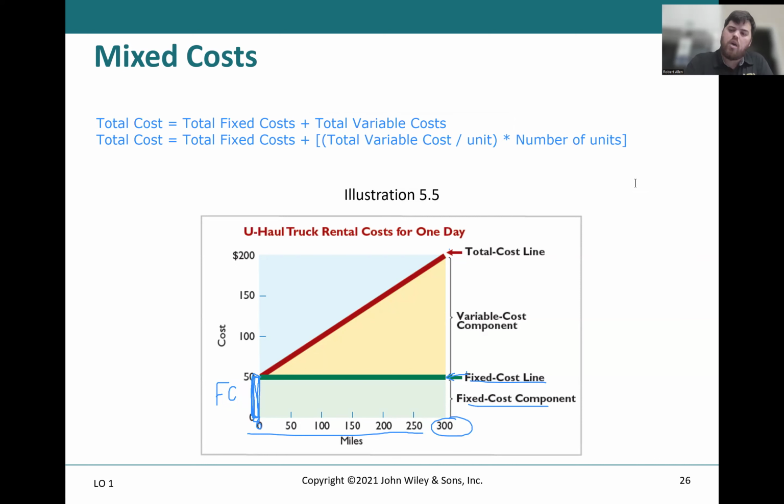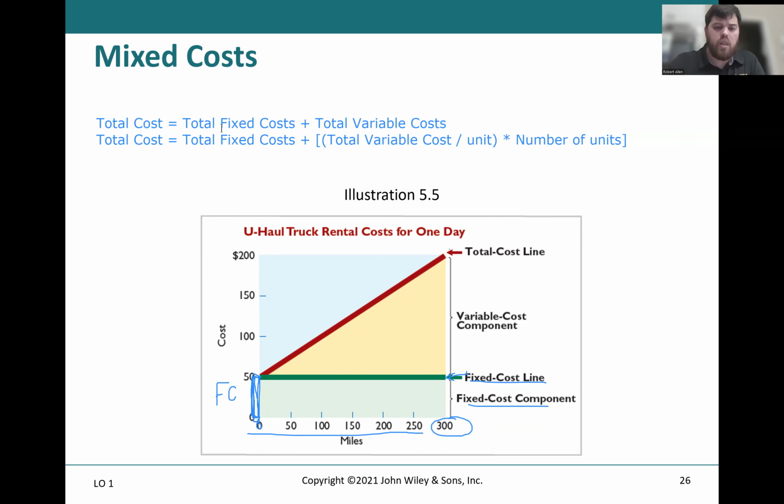But in this case, all we would need to do is say, okay, if I wanted to produce 50 or go 50 miles, then I would come up to this point. I would pull that $50. Then whatever the slope of this line is, I would take times 50, and that would tell me the point on my graph. So that's what we're going for. This red line is my total cost line because it incorporates both the fixed component and the variable component. The slope of the total cost line is my variable cost per unit.